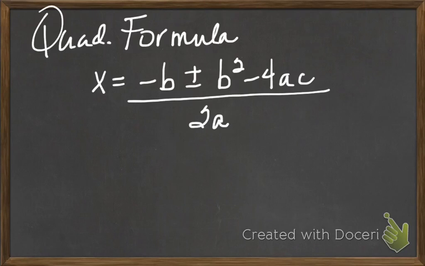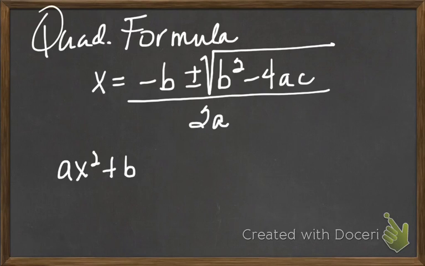The great thing about the quadratic formula is it is a formula. It's supposed to have a square root here. You just have to get your quadratic equation solved for 0. And that's how you're going to know what your A.